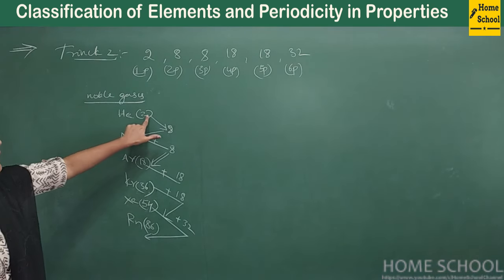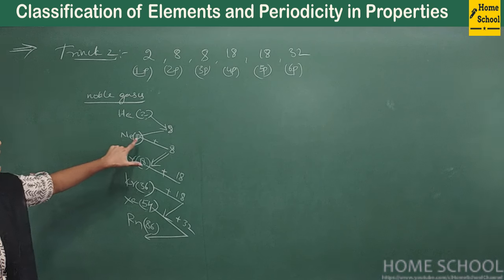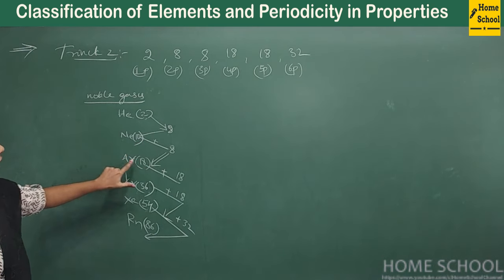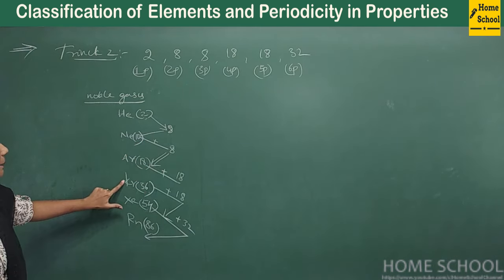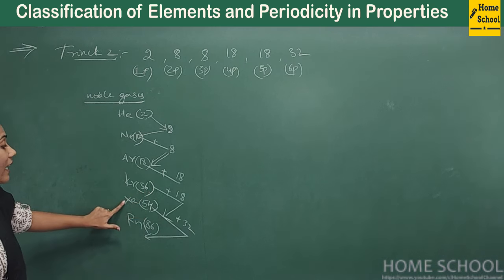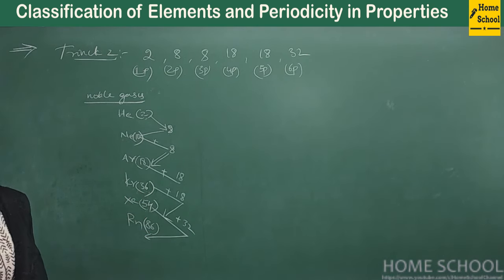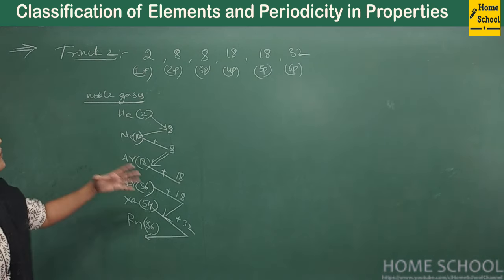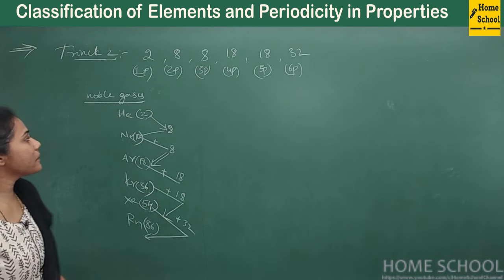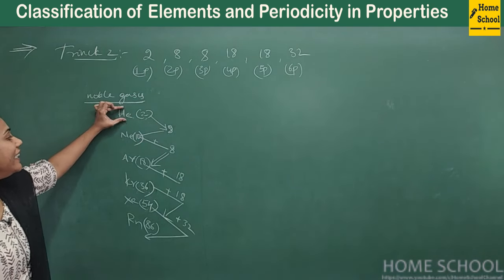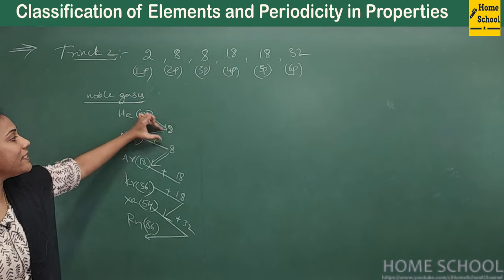So helium atomic number 2, neon atomic number 10, argon atomic number 18, krypton atomic number 36, xenon atomic number 54, radon atomic number 86. Okay, so why we call them magic numbers is because, you know, between helium and neon, how many elements will come?